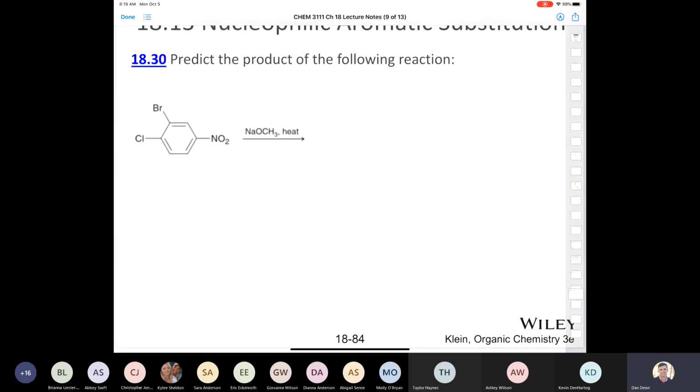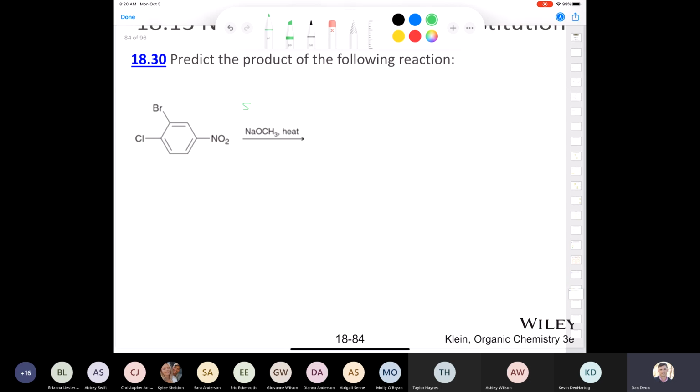It says predict the product of the following reaction. Well, do we meet all of the criteria here? We have a strong electron withdrawing group. It's a nitro group, and I told you that's what we're going to have almost all the time. We've got two halogens, right? Those are both good leaving groups, when we just think about leaving groups, generally speaking.